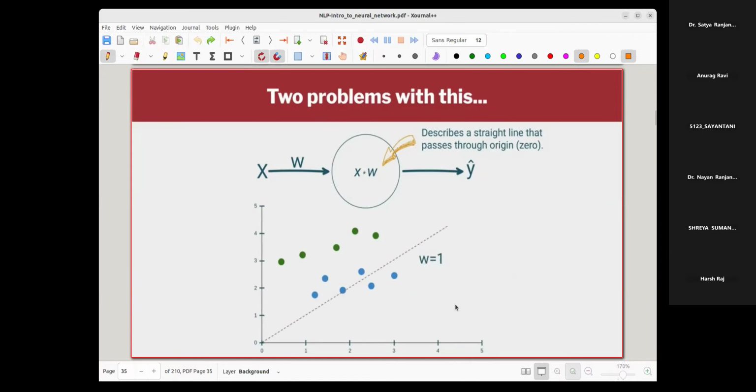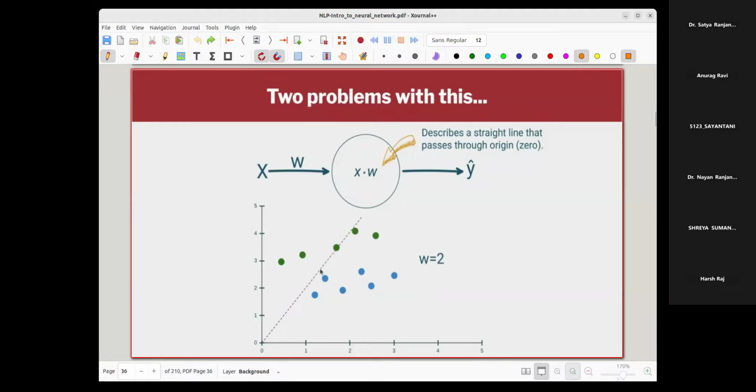So now if you take w equal to 1, this will be the line, because it always passes through the origin, x into w always passes through the origin. So this will be the line. And you see, this line cannot separate this blue and green perfectly. If I change w, let's make it w as 2, still, as it is passing through the origin, it cannot segregate these blue and green data points.